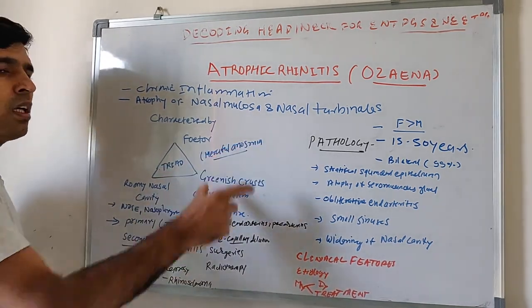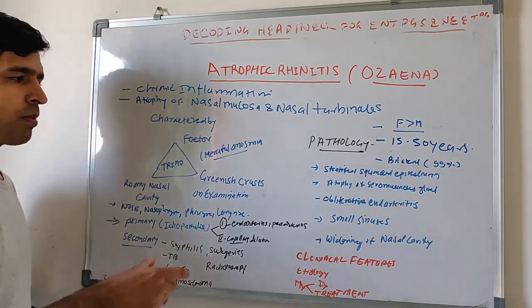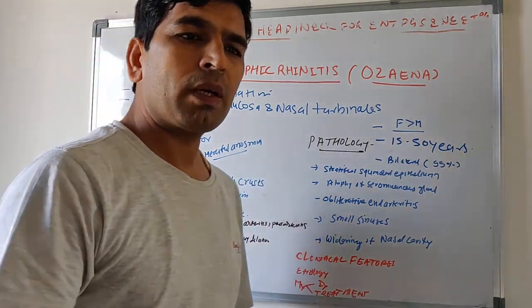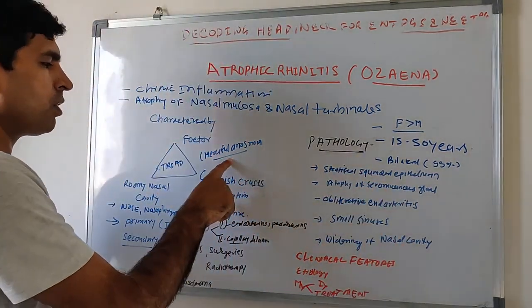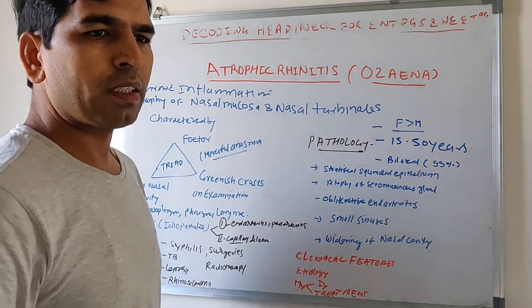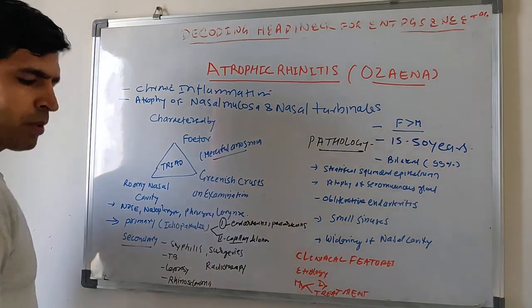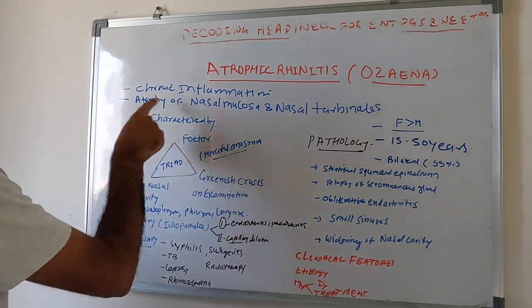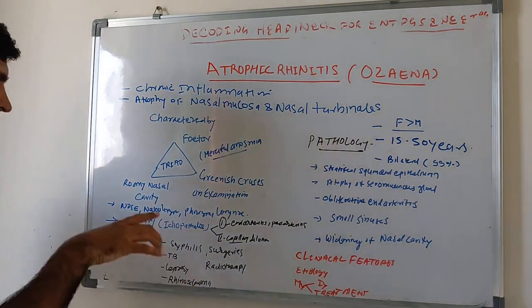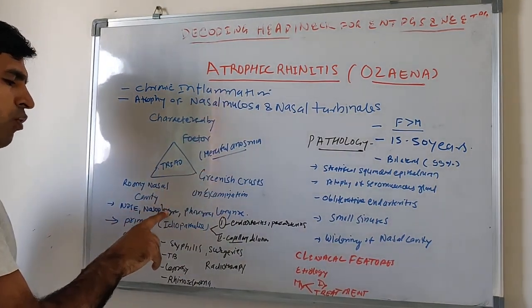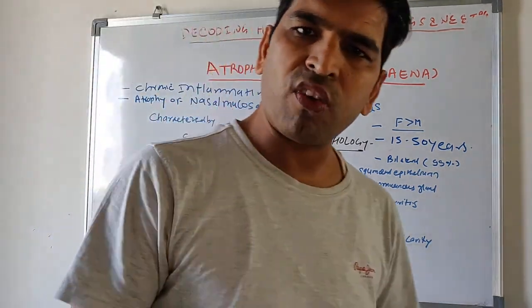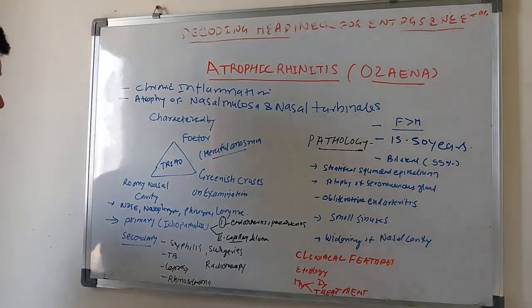Why is it called merciful? Because the patient doesn't have to smell the foul smell, but neighbors or relatives know about this smell. It is very foul smelling, which is why they stay away from the patient. So this is the definition of atrophic rhinitis. It may also occur in the nasopharynx, pharynx and larynx. Atrophic laryngitis and atrophic pharyngitis, the same findings may also occur.